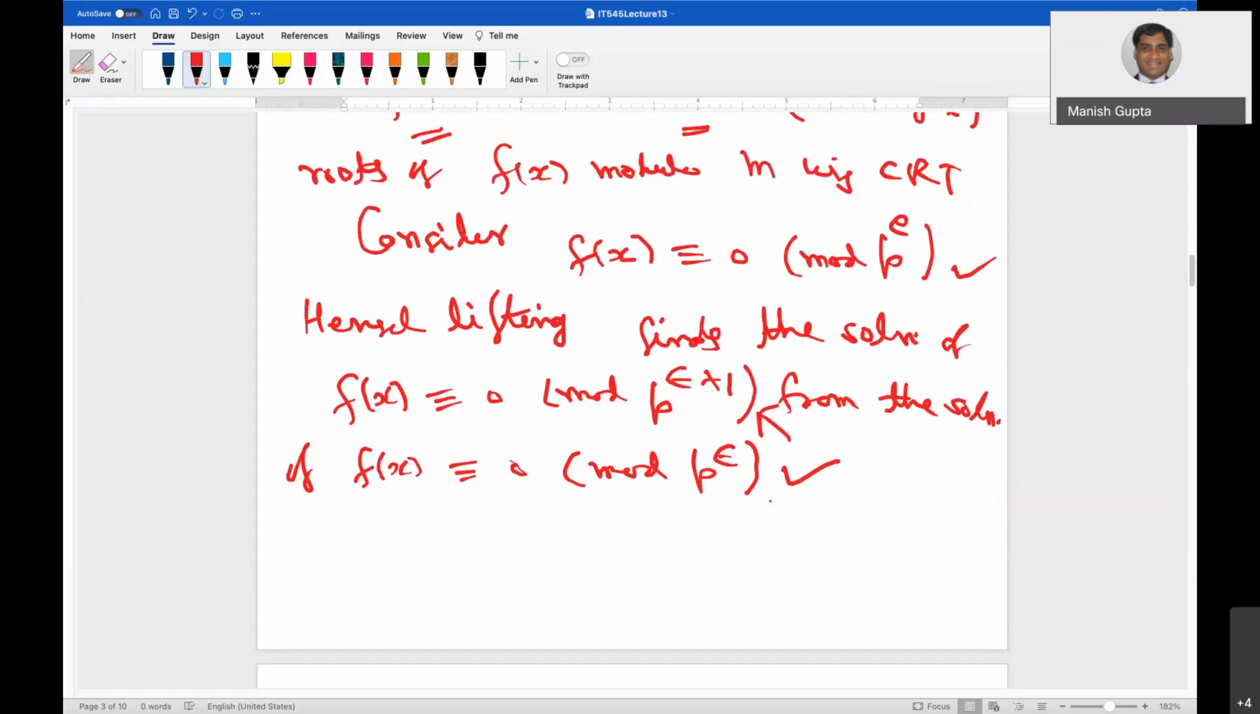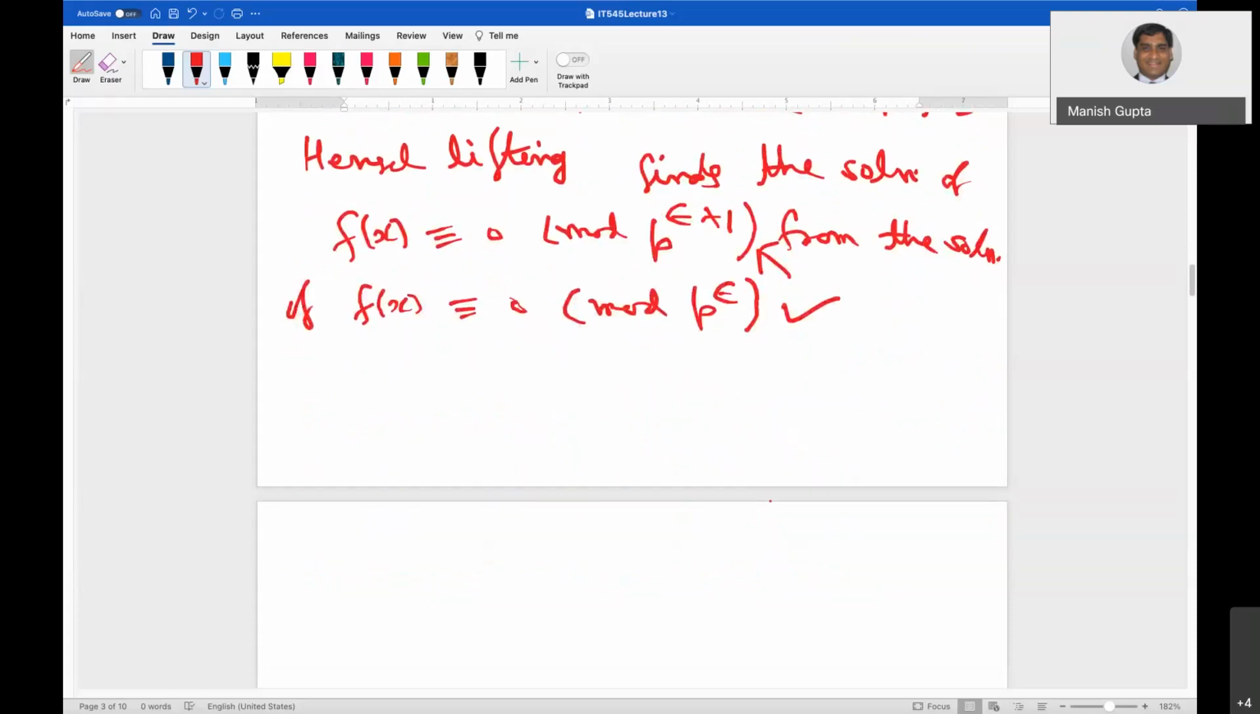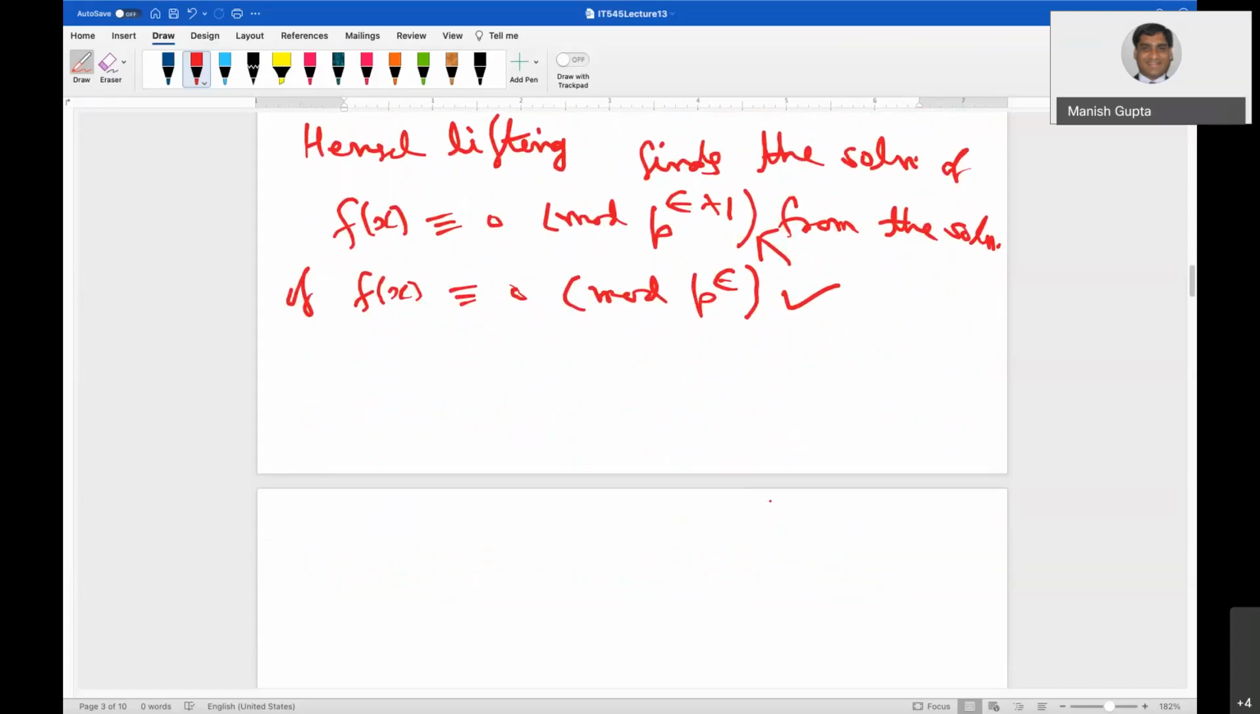Okay, so let me show you the procedure. Let xi be the root of f(x) congruent to 0 mod p raised to power epsilon. Okay, so xi is the root of this equation.